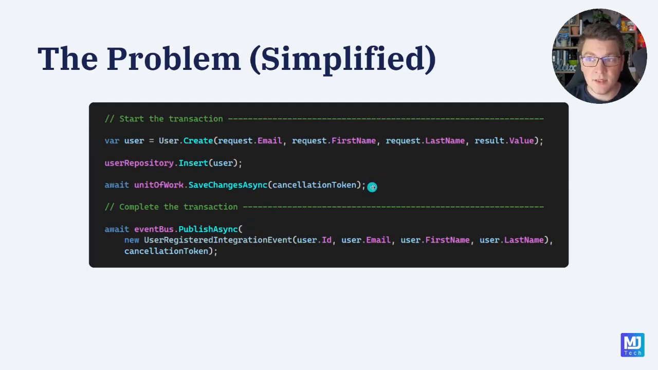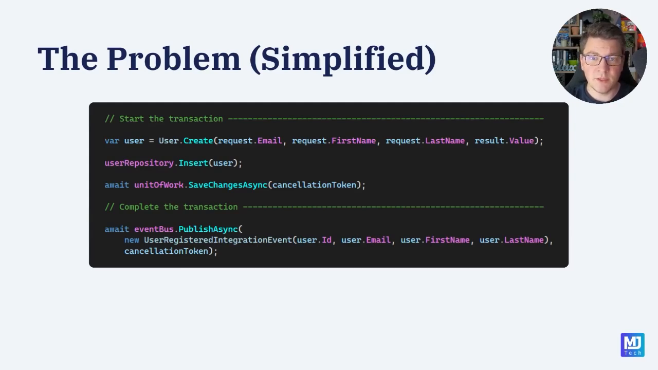Now let's examine another example where the call to unit of work save changes async completes, meaning we complete the original transaction and the user is now stored in the database. But now when we try to publish the integration event using our event bus, this operation throws an exception. And now what we have is our system ending up in an inconsistent state. We have the correct state inside of our database because the transaction has completed successfully, but we are not able to notify the other modules in our system that a new user has been registered because the publish using the event bus threw an exception. And this is the general problem that you can solve using the outbox pattern.